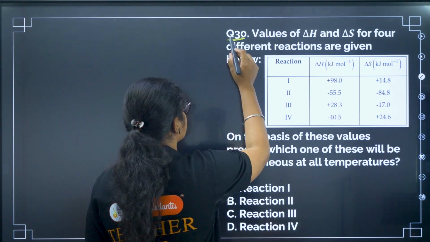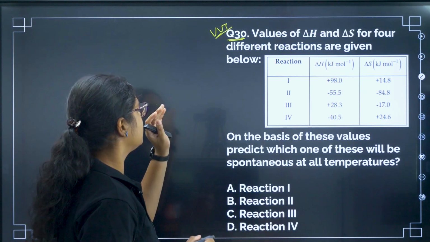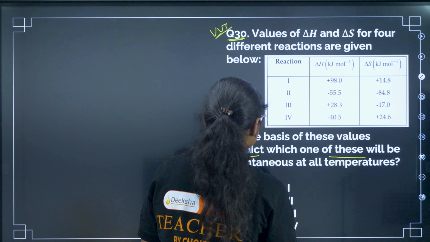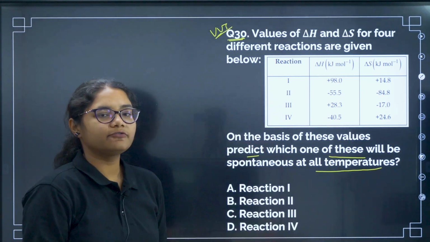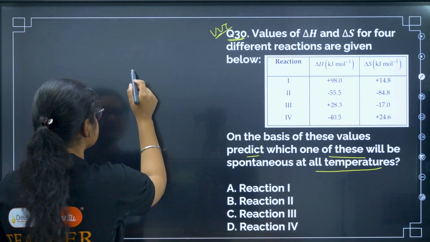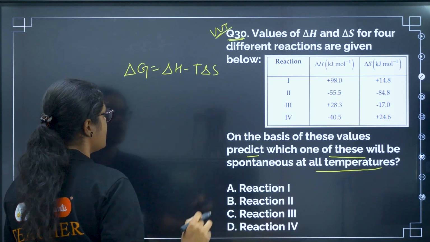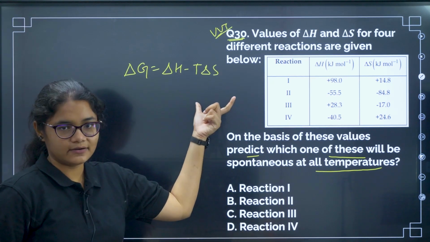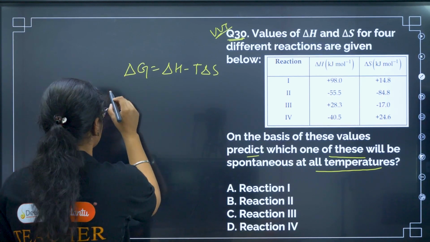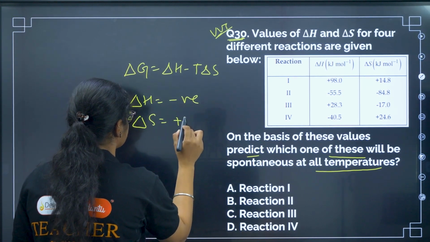Okay, this is again a question from thermodynamics, an important one. The values of delta H and delta S for different reactions are given. On the basis of these values, predict which one of these will be spontaneous at all temperatures. For a reaction to be spontaneous, delta G should be negative. And what is the equation for delta G? Delta G is equal to delta H minus T into delta S. So we have to find the condition under which it is negative at all values of temperature. That is possible only when delta H is negative and delta S is positive.